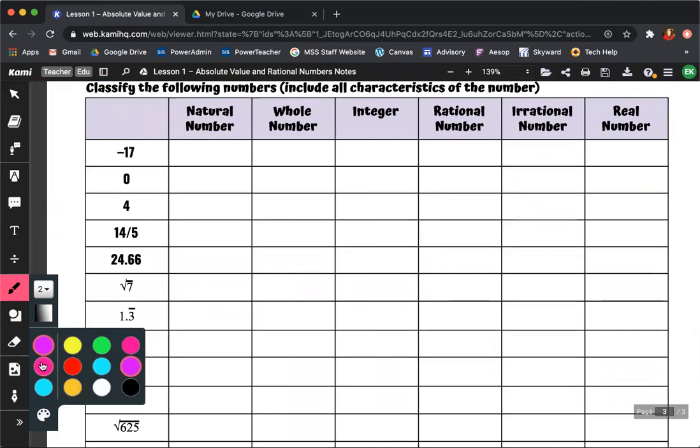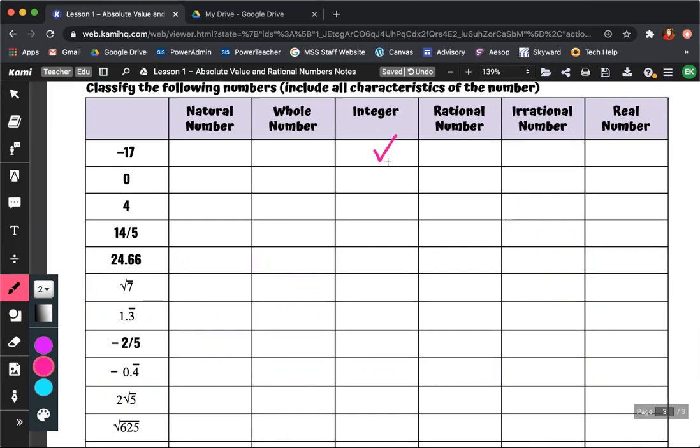I'm going through and asking myself, okay, so as soon as I see that it's a negative value, I know it's not a natural number, it's not a whole number. It is an integer because there's no fractions or decimals. If it is an integer, it is also a rational number. It is also a real number.